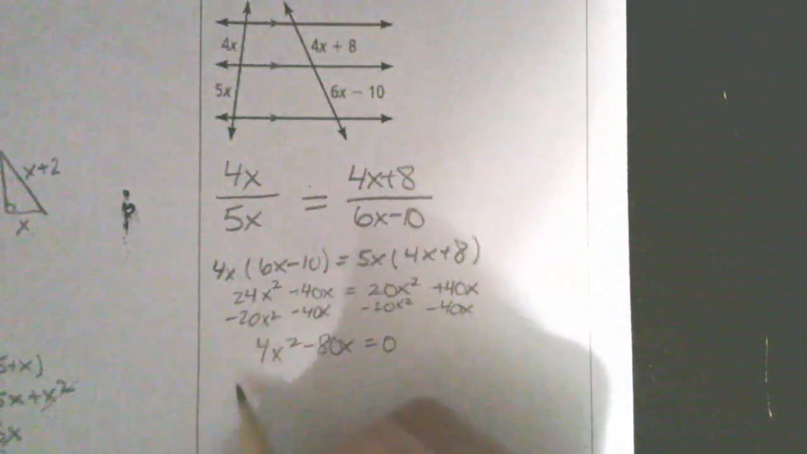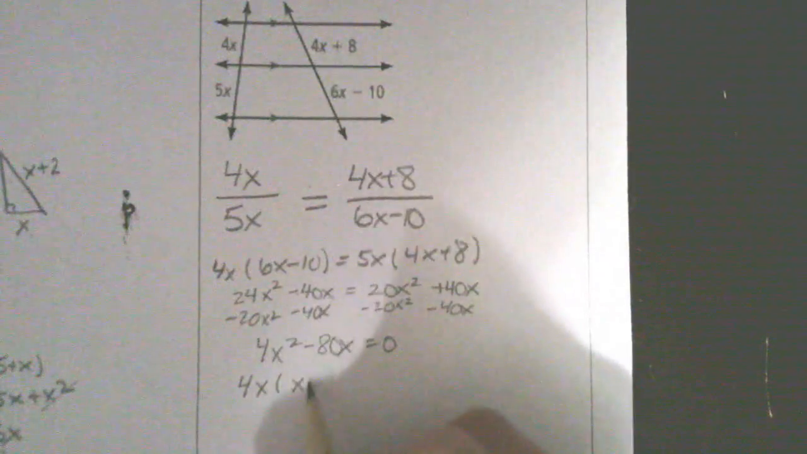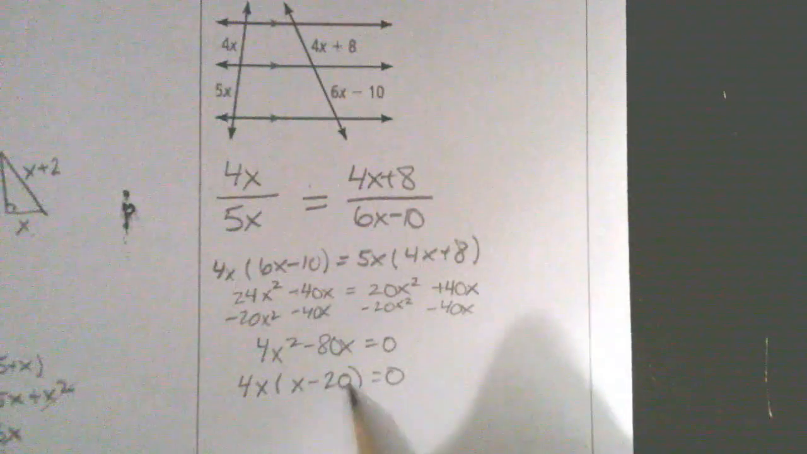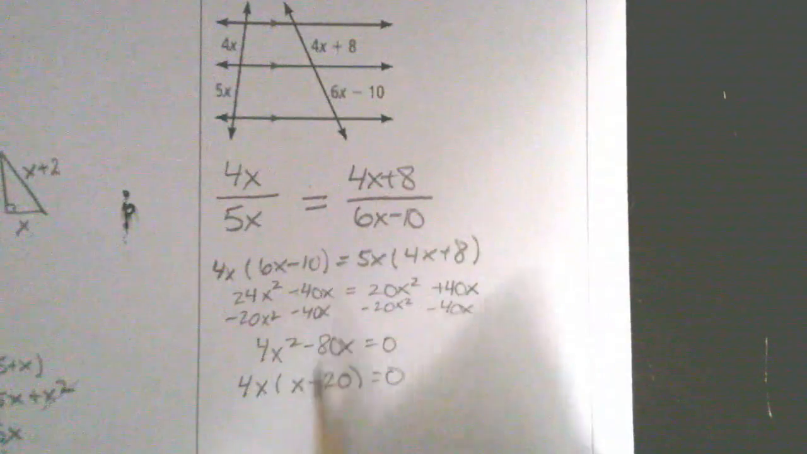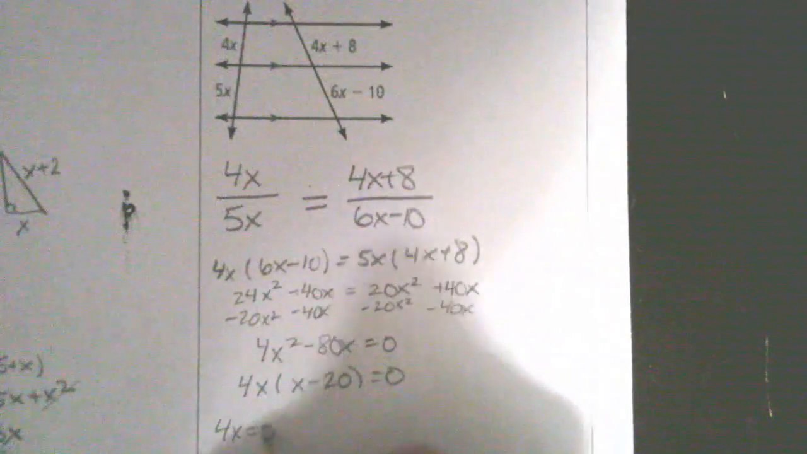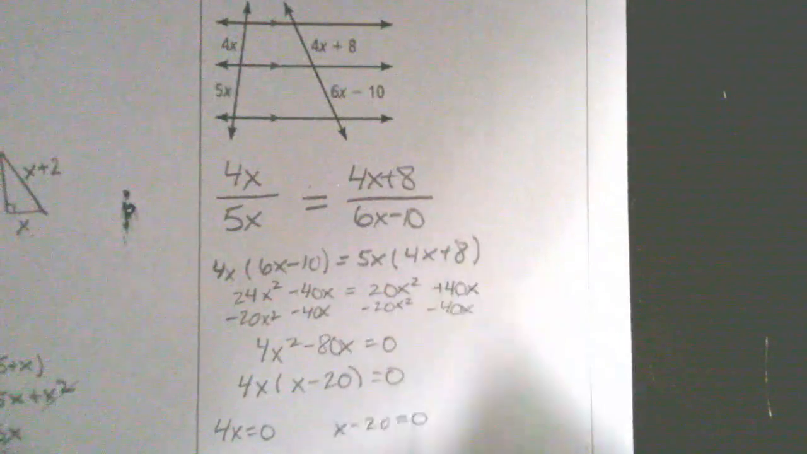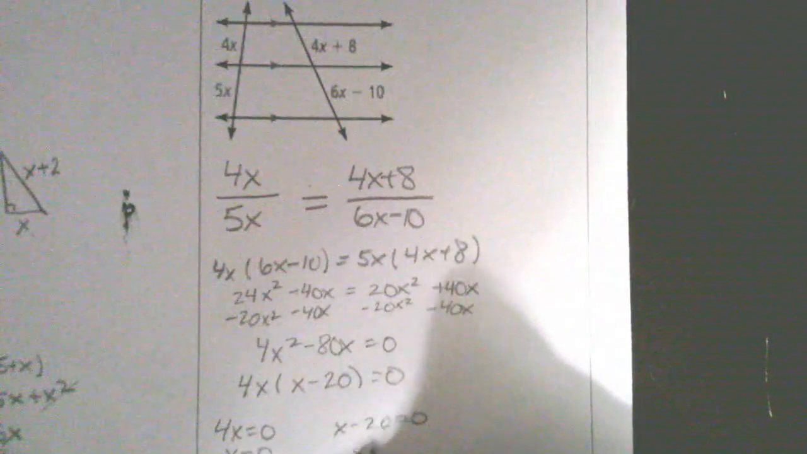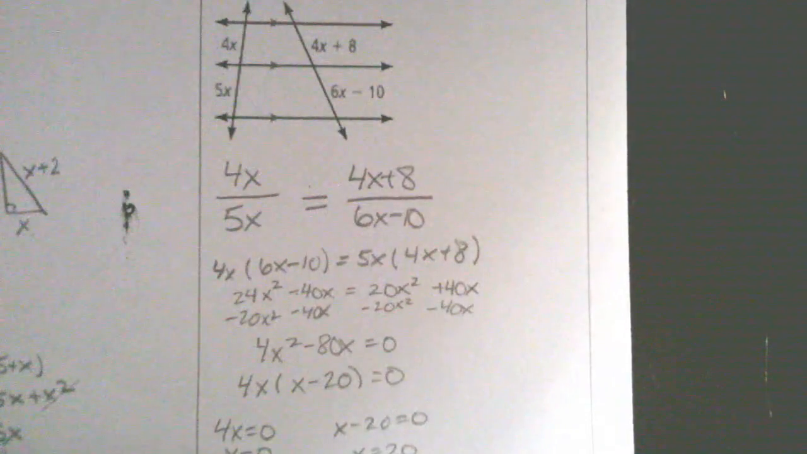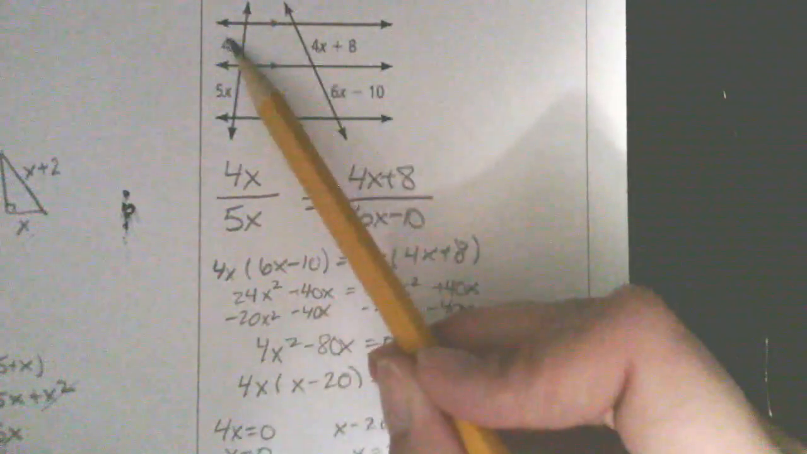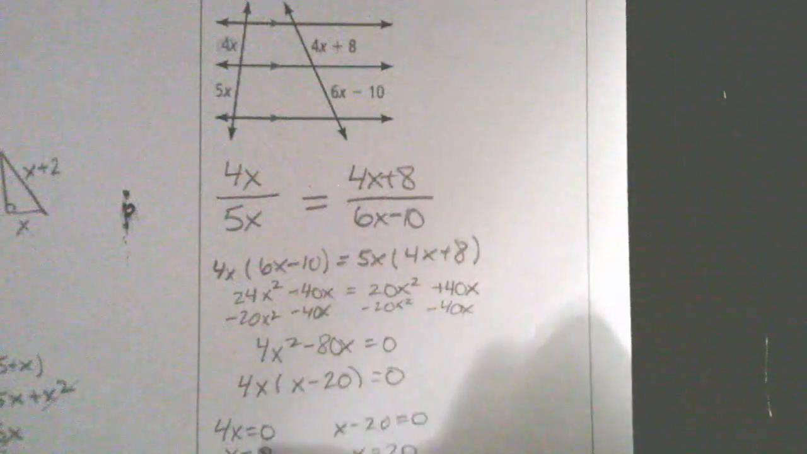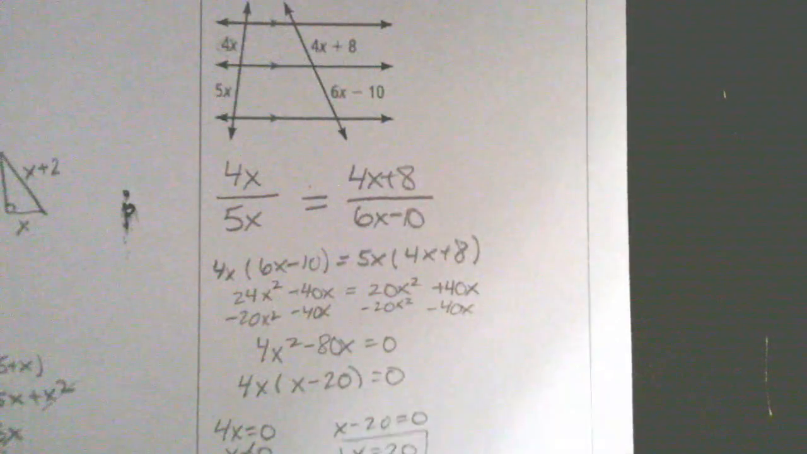And then from here, if I take out a greatest common factor of 4x, that leaves me with x minus 20. Set these equal to 0. And then I get x equals 0 and x equals 20. Now remember, we have to be able to plug this back in and it has to make sense. If you plug 0 back in, I get a side length of 0. Doesn't make sense. So get rid of this one and keep this one.